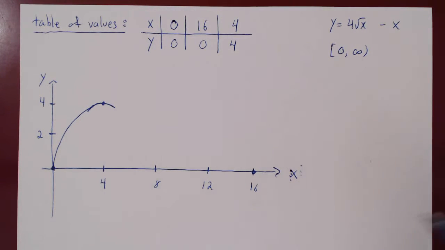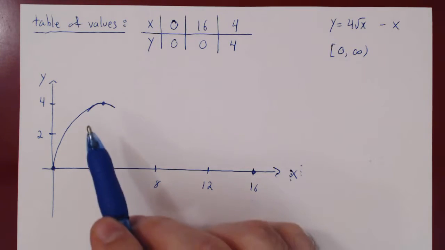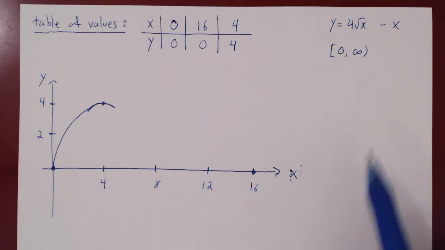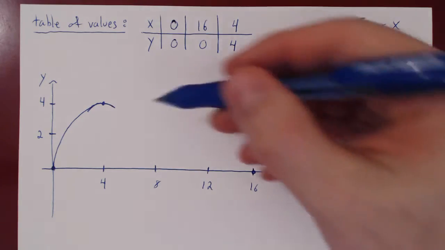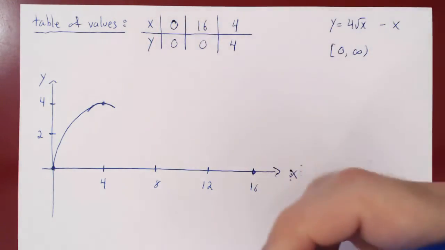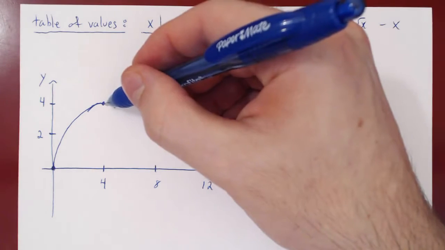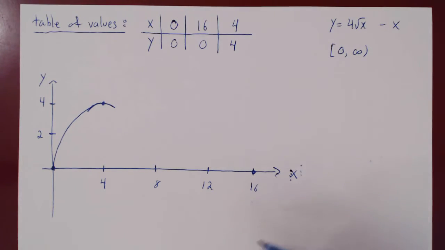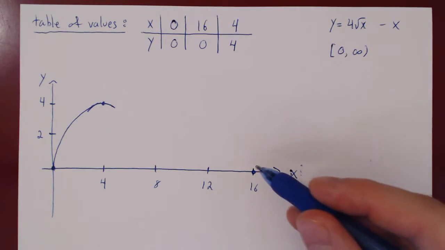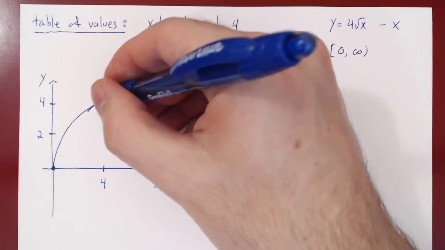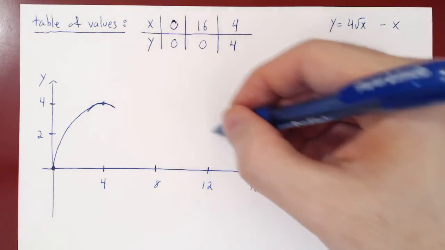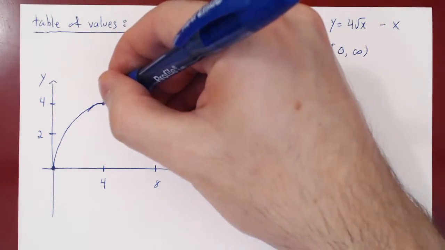And above 4, there are no other critical points or inflection points. The only two critical points were 0 and 4. Therefore, to the right, the curve will never change its behavior again, since there are no critical or inflection points. Therefore, the curve is decreasing. It will be decreasing forever. The curve is concave down. It will be concave down forever, keeping in mind that we have x equals 16 as a 0. So here my curve should be a little flatter, because I have to reach 16, so it will look something like this.